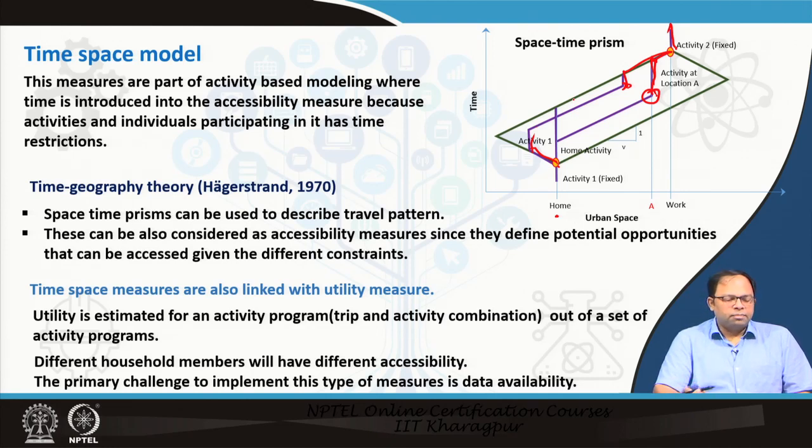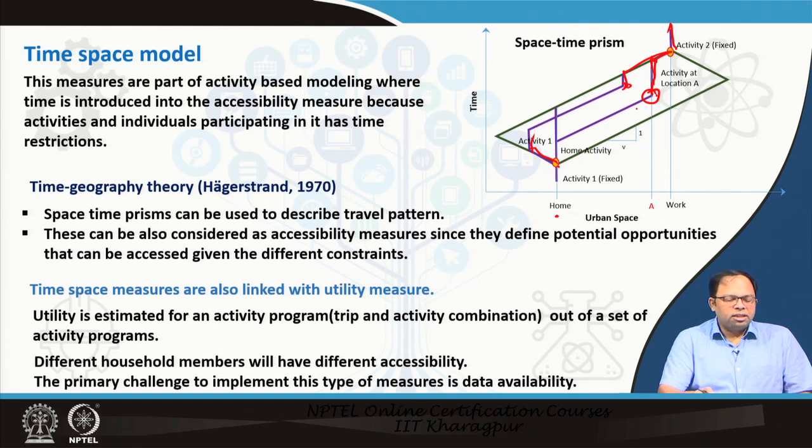So time geography theory by Hagerstrand, which he prepared in the 1970s, says that space-time prisms can be used to describe travel pattern, as I just explained. And this can also be considered as accessibility measures, since they define potential opportunities that can be accessed using different constraints. So that means I have certain constraints that I have to be at home for a certain time, I have to go to my office at a certain time. So these are the constraints. Based on that, I can determine my trajectory in space and time.